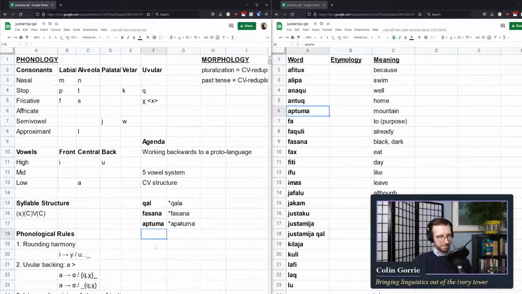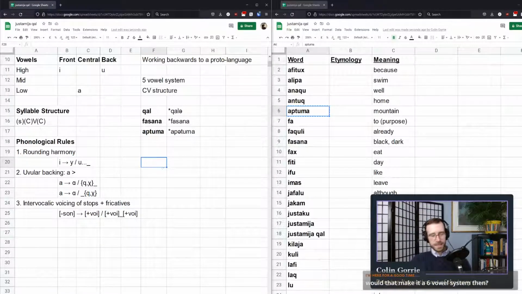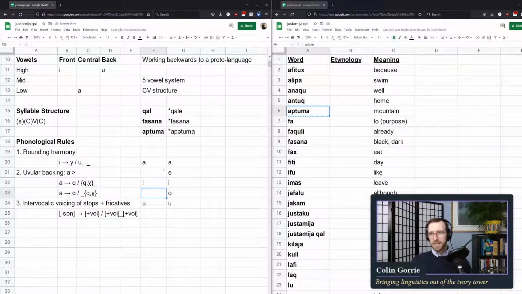What if we had a setup like this? Just going to move some windows so I can see everything properly. What if we had a system like this? So we have a, i, o, u in the proto-language. So we can just move that here. And let's just say a, i, u we'll maintain for now. We may not want to do that, but we have schwa, which drops out. So yeah, we would have a 6 vowel system then.